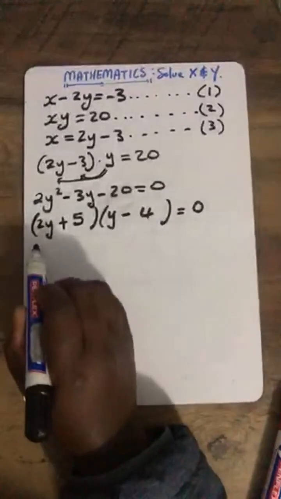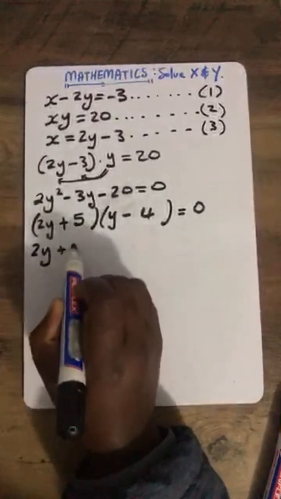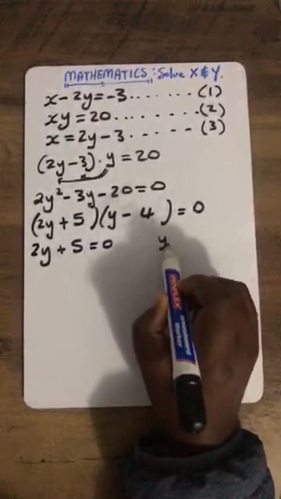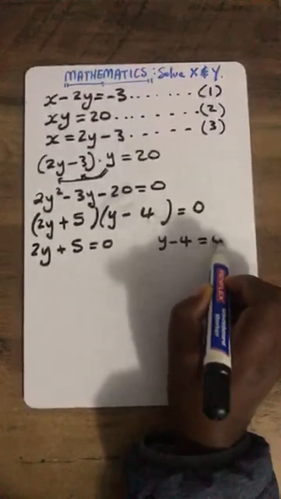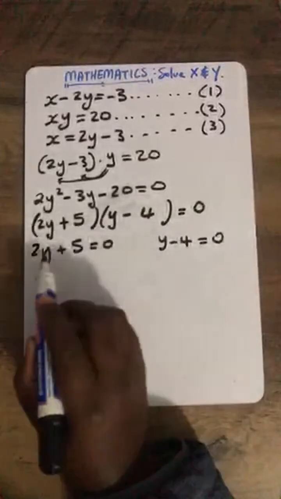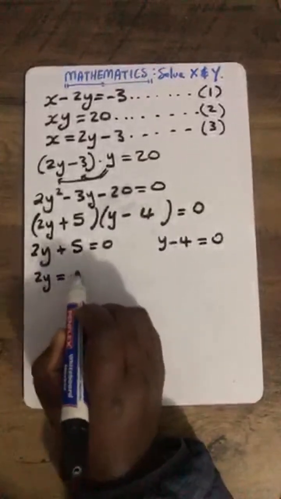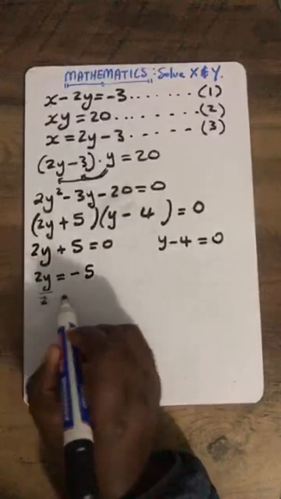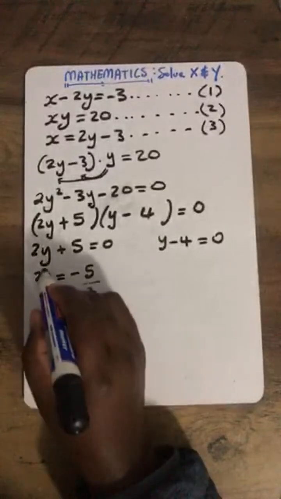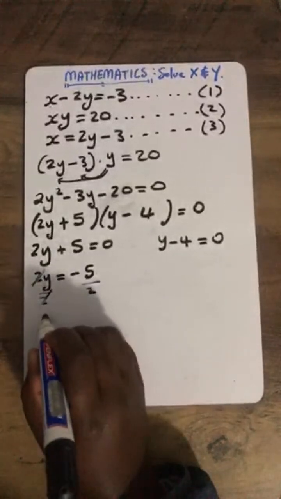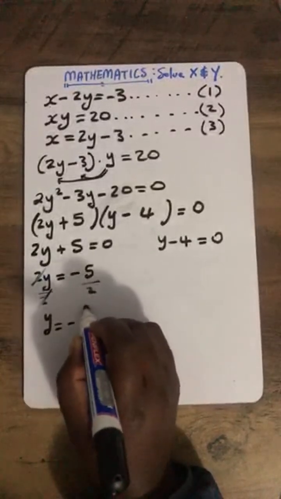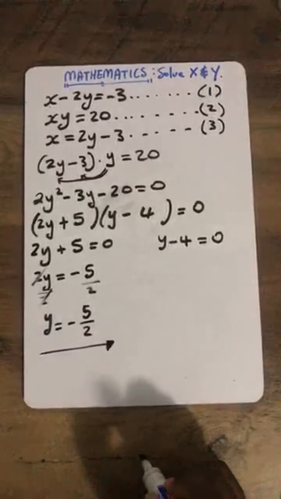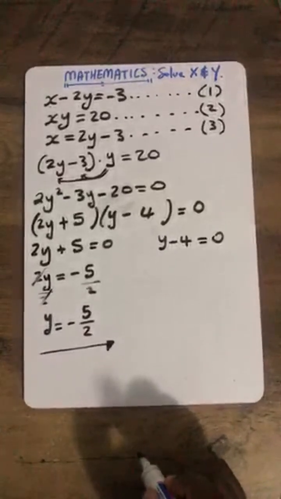So that would mean, honorable members, you have your 2y plus 5, which is equal to 0. And again, you have your y minus 4, which is equal to 0. You take this to the other side, you end up having 2y equal to negative 5. You divide both sides by 2 so that that cancels with that. Then you've got your y, which is equal to negative 5 over 2.